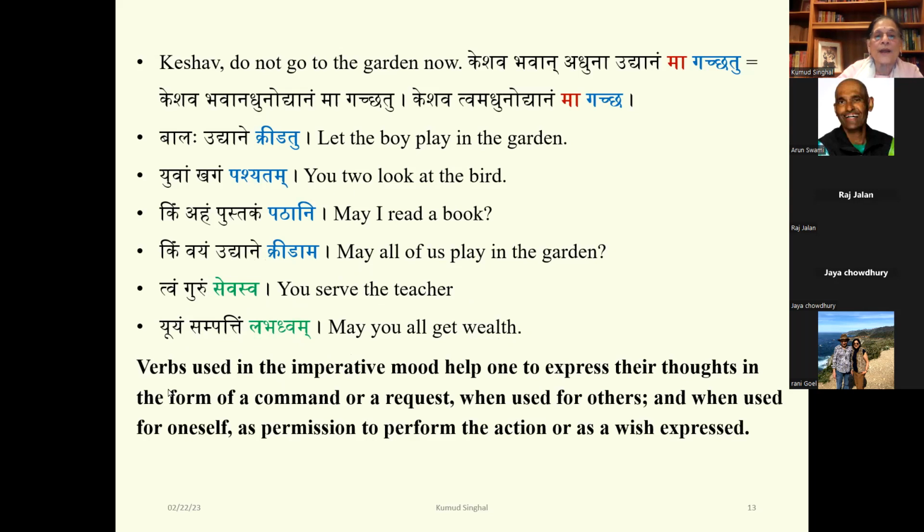So to summarize, verbs used in the imperative mood or lot lakara help one to express their thoughts in the form of a command or a request when used for others, and when used for oneself, as a permission to perform the action or as a wish expressed. So when you are using it for aham, it is more like asking for a permission.